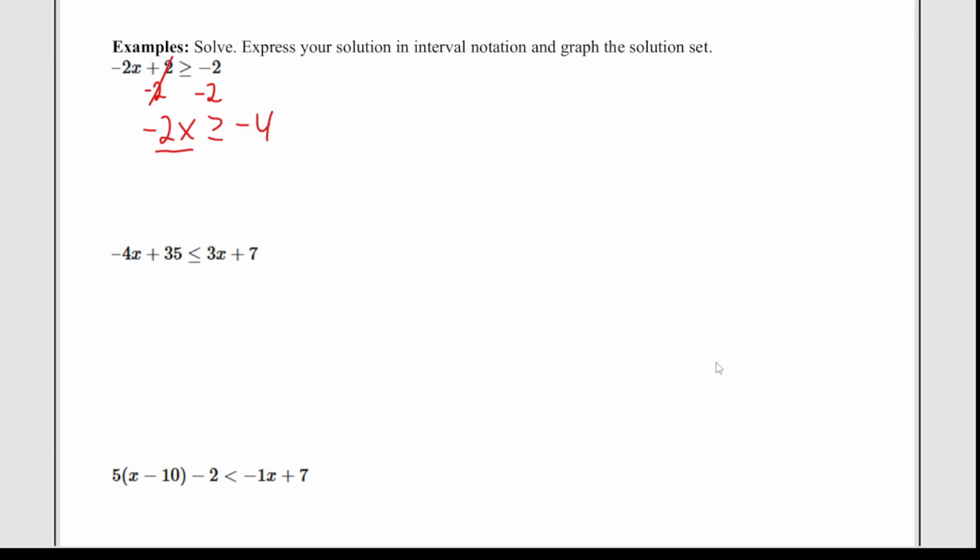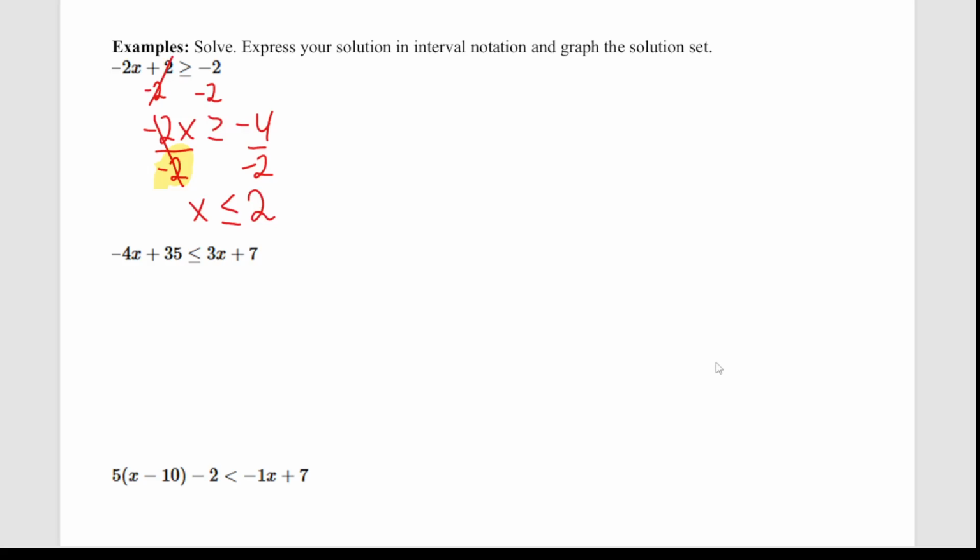Then I'm going to divide both sides by negative 2 in order to get rid of multiplying x by negative 2, and that will cause this inequality symbol to flip around. Keep in mind that the inequality symbol flipped around because I was dividing by a negative 2. It was a coincidence that the right-hand side also happened to be a negative 4. That's not what caused it to flip.